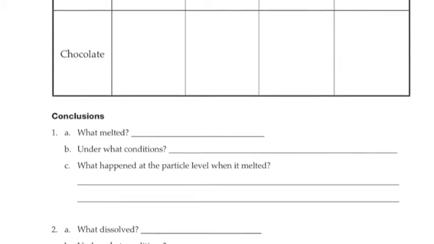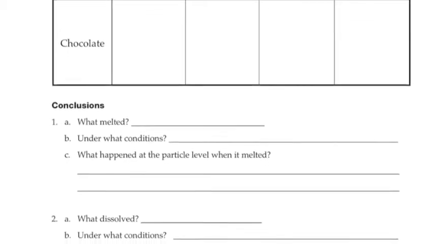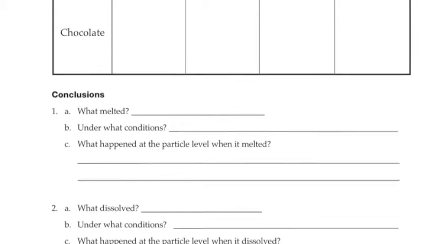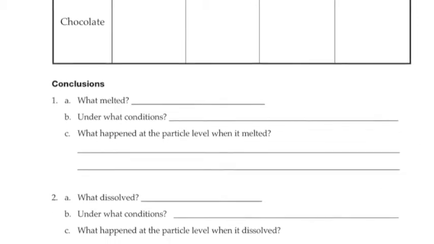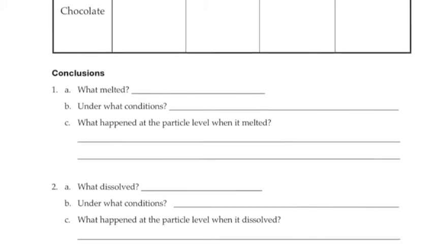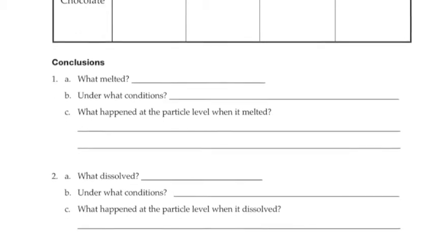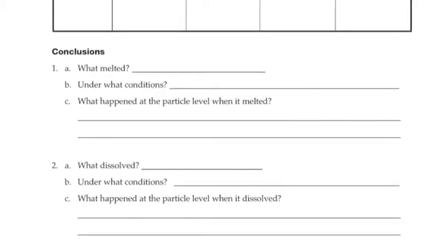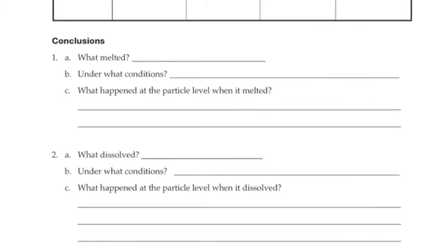Let's look at the conclusion questions. Number 1. A. What melted? B. Under what conditions? C. What happened at the particle level when it melted? Number 2. A. What dissolved? B. Under what conditions? And C. What happened at the particle level when it dissolved?